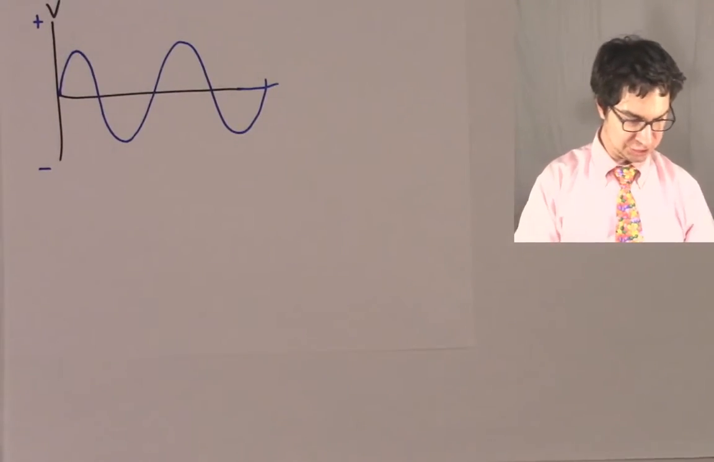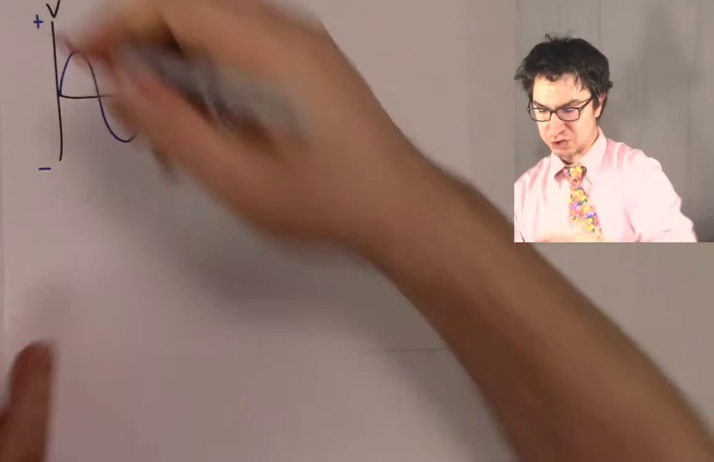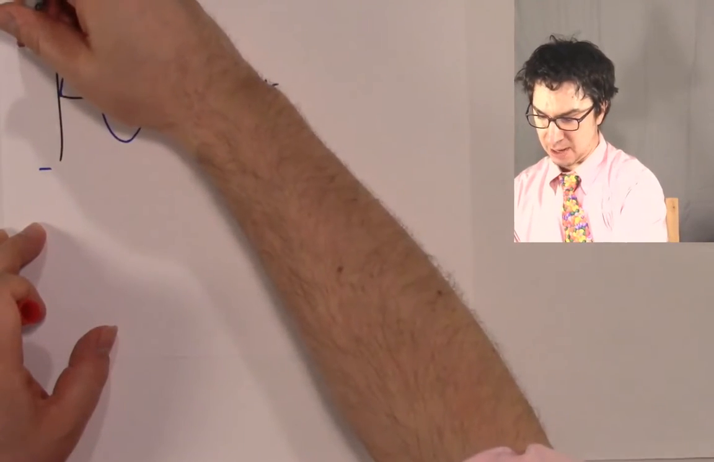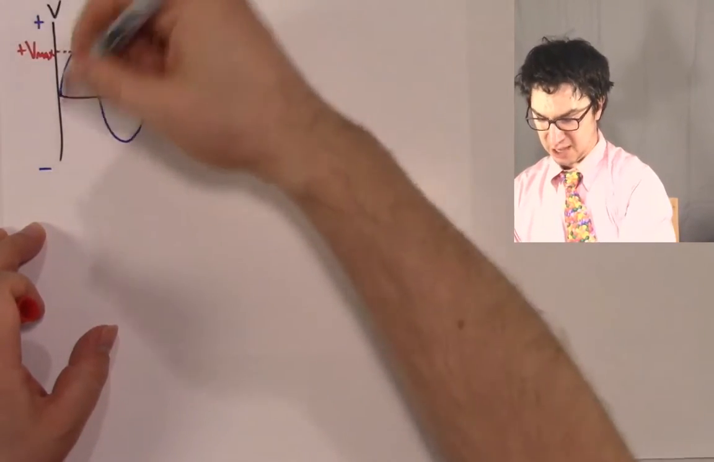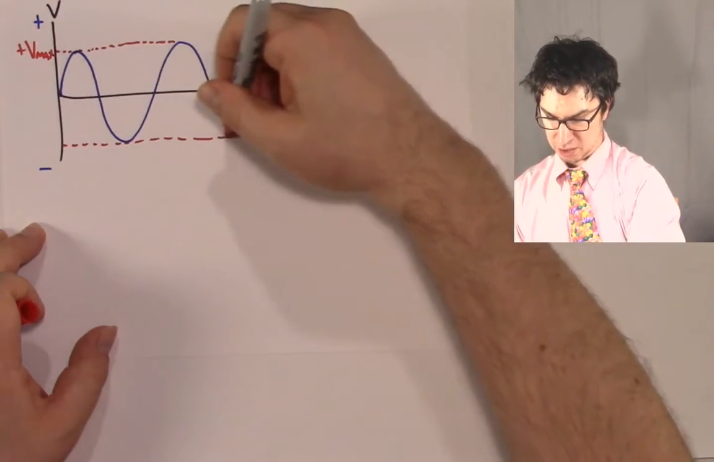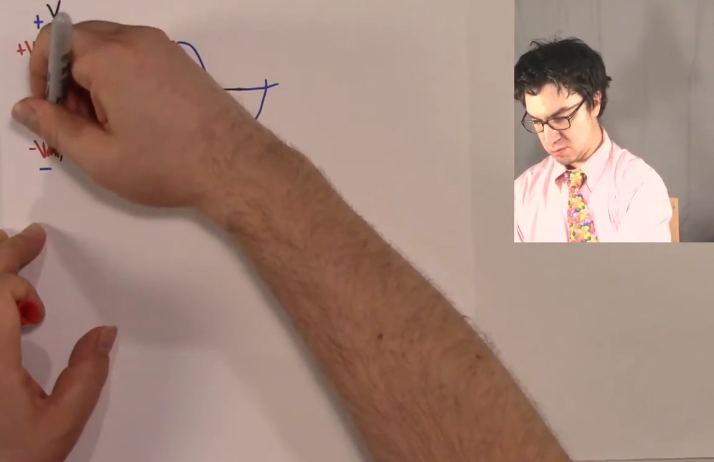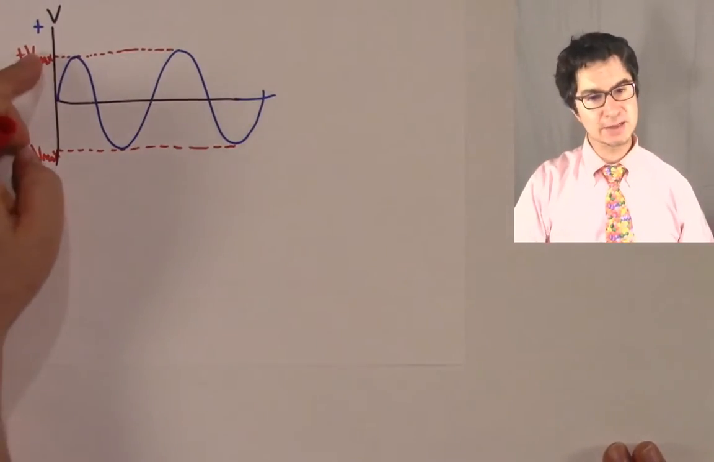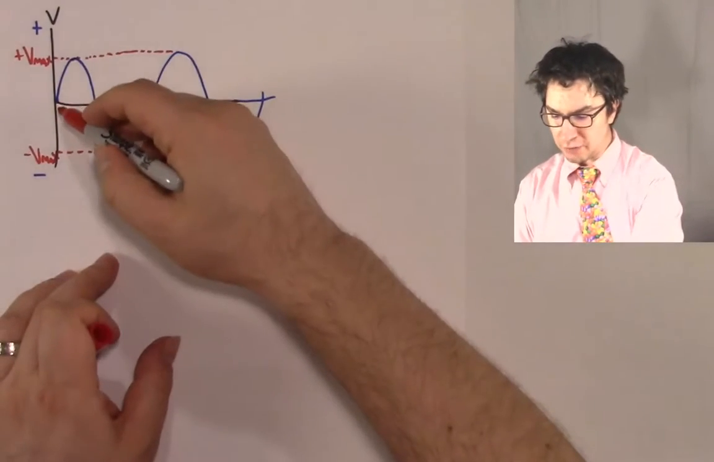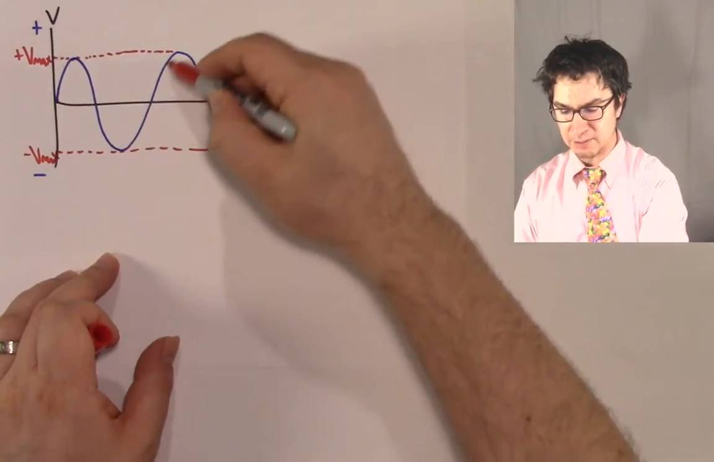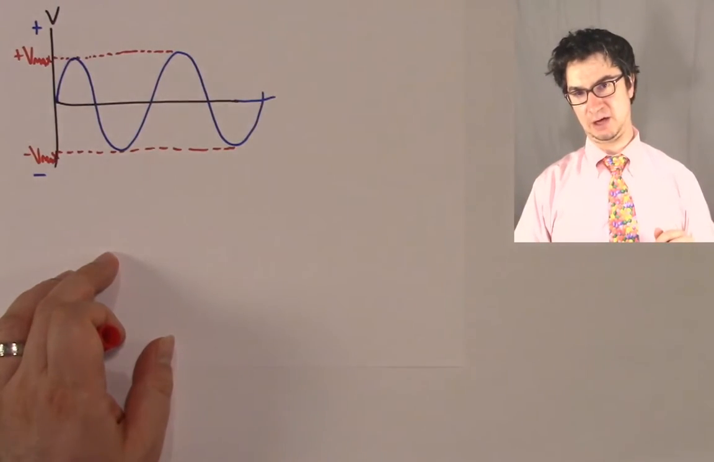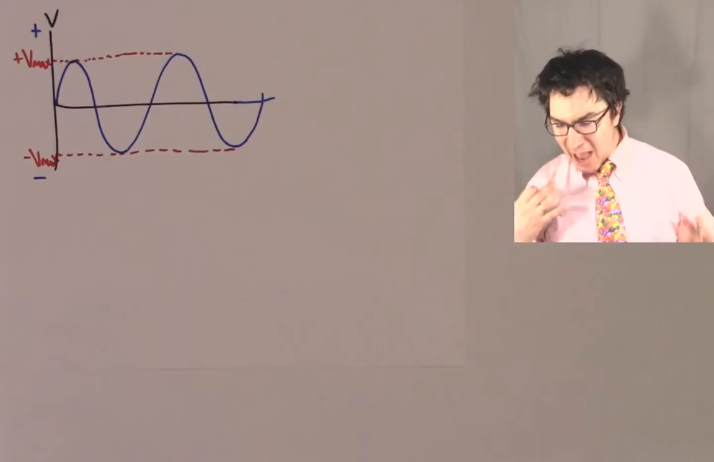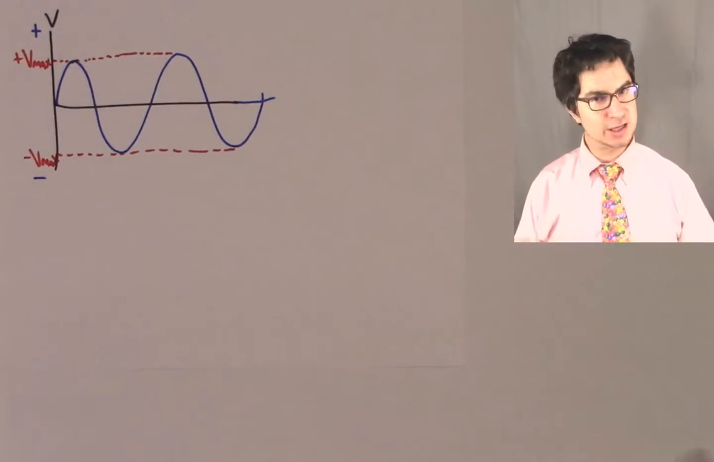Now, what we might do is say, okay, it achieves some maximum voltage. We might call this positive V max, and down here we might call this a negative V max. Is it always going to be at this maximum value? No, right? Through all this time in between the maximum values, it's less than the maximum value, right? So the question is, well, what's the average voltage? What's the average voltage that this circuit's going to produce?